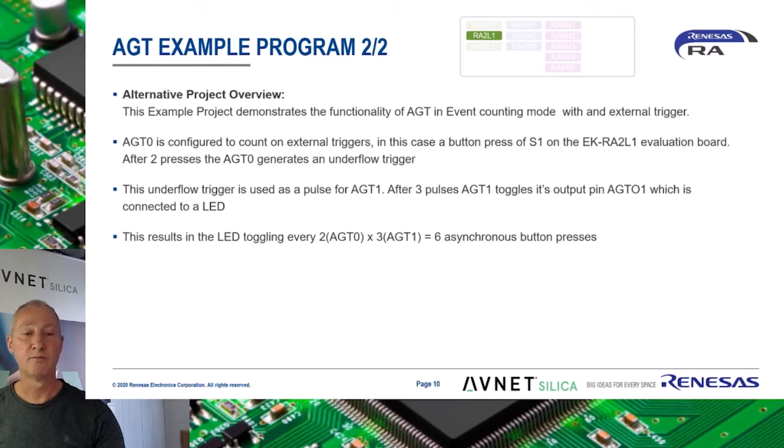In this example, I have connected a button to AGT0 that counts down from 2 and then triggers a pulse for AGT1 that in turn counts down from 3. When AGT1 reaches its underflow state, it toggles its output that I have connected to a LED, so in effect the LED toggles every 6 button presses. In a real-world application, this principle can be applied to motor control and equipment maintenance applications. For instance, to trigger a grease gun to lubricate a lathe after several hundred rotations.